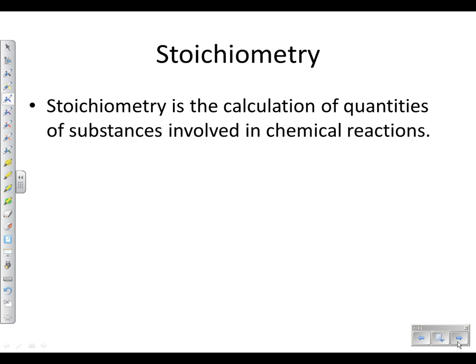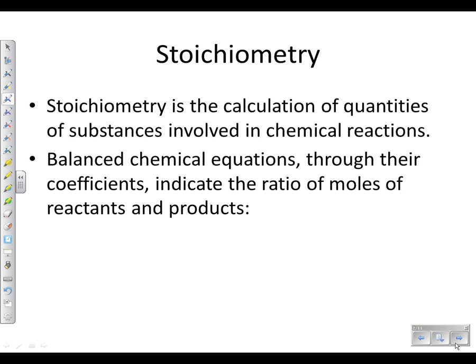An important part of stoichiometry problems is a balanced chemical equation. The coefficients of a balanced chemical equation are going to indicate the ratios of the different reactants and products. So a stoichiometry problem is always going to start with a balanced equation, because that's how we're going to talk about how much of this one we need in relation to that one.